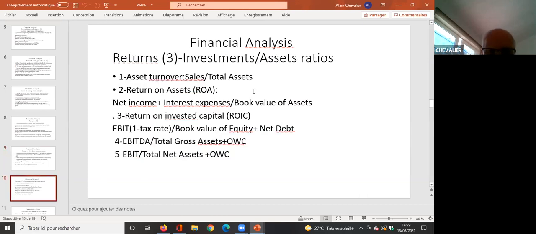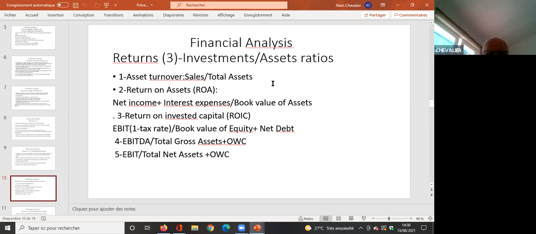Now, let's move to a second category. The second category here on returns is return on investment and assets, ratios integrating investments and assets. So we find different categories of ratios here, and I organized the slide around 5 points.